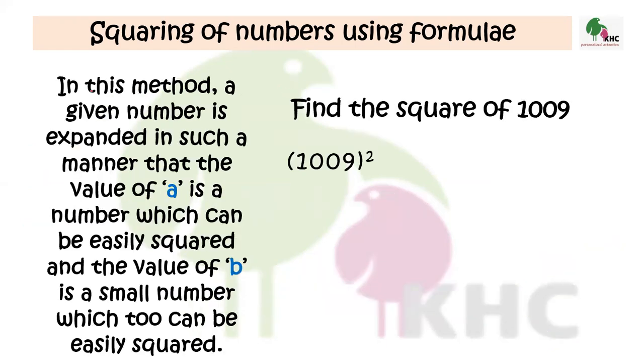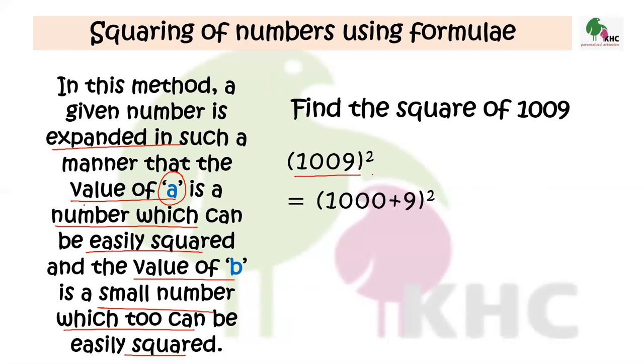Squaring of numbers using formulae. In this method, a given number is expanded in such a manner that the value of a is a number which can be easily squared and the value of b is a small number which too can be easily squared. For example, you have 1009 here. If you want to break this number into two easy numbers, then it would be 1000 plus 9. This a is always chosen in such a way that it is a very commonly used number, or it is the actual multiple of 10.